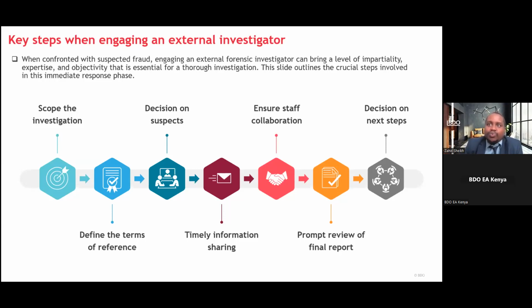So you should be able to identify the suspected fraud area. You can pinpoint some of the transactions that are suspected, the individuals that you suspect, or even the departments that you'd like to be scrutinized.